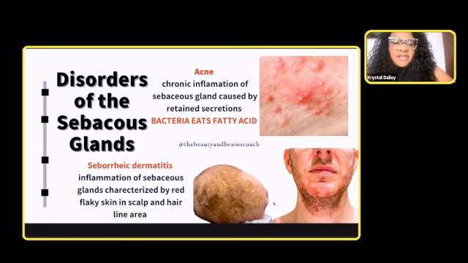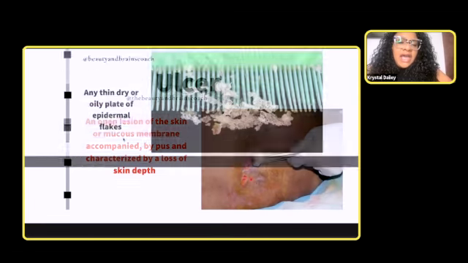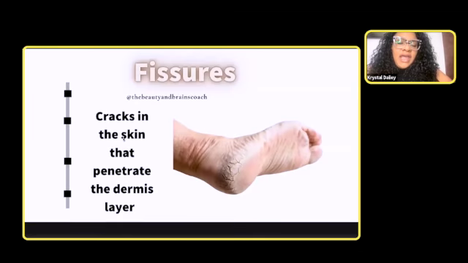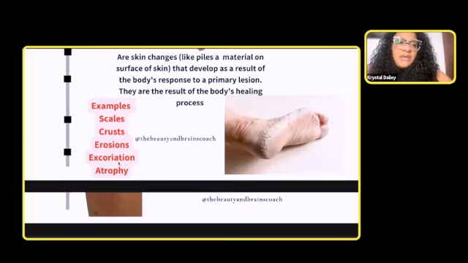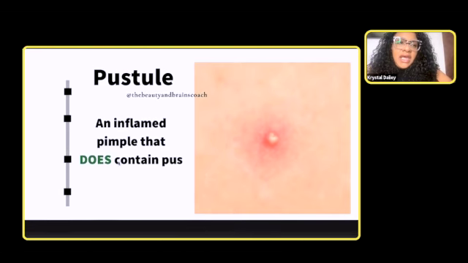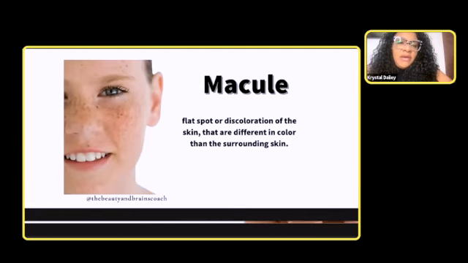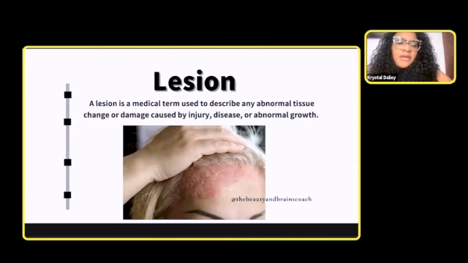I also have seborrheic dermatitis. This is also inflammation of the sebaceous glands, and it can be characterized by red, itchy, flaky skin in the scalp and in the hairline area. So the very first slide we started class off with, that young lady had seborrheic dermatitis. There we go. So again, it's scaly, itchy. This is how it manifests in adults.